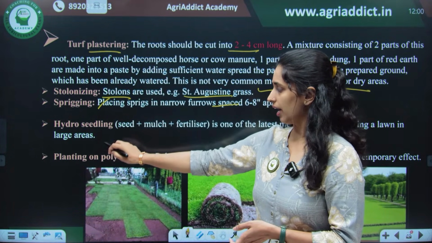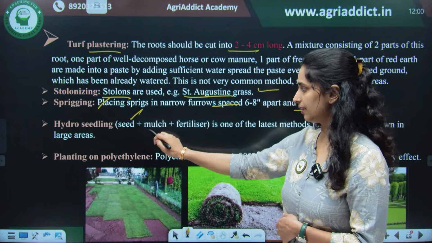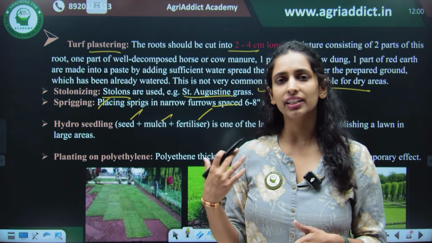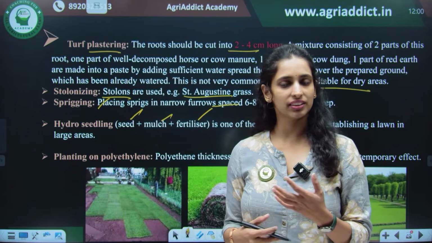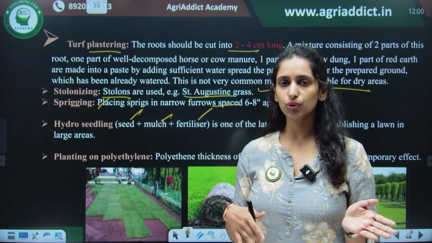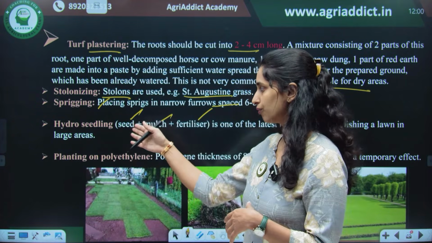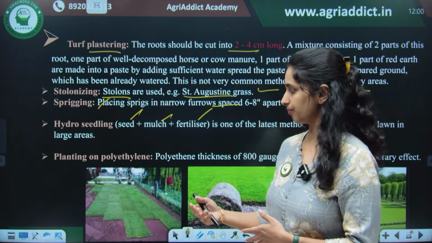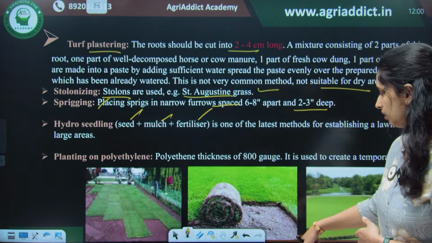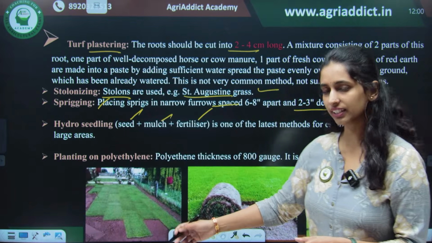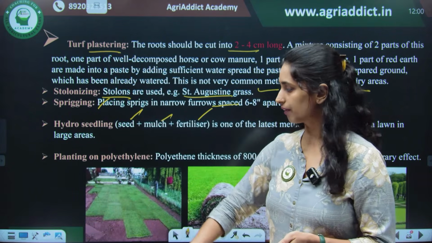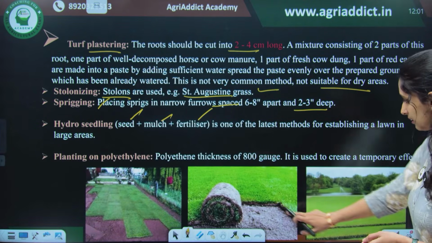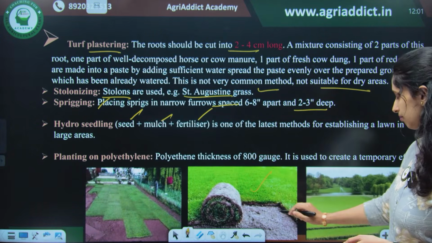That is spridging. And hydroseeding, we will add seed, mulch and fertilizer. This is a latest method because it increases the germination of the seeds. सभी seeds costly होता है. So if you lose some seeds also, it's loss. So if you go for hydroseeding, the chances of germination will be more. Then planting on polythene. Directly they will plant on the polythene and grass को ऐसे roll करके they will go for the turfing. Turfing I didn't add because this is the turfing. Here you can see this is turfing.